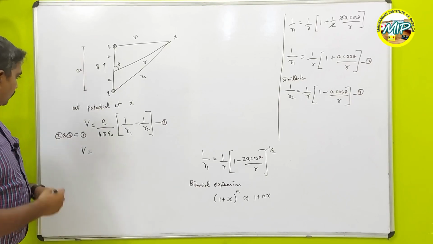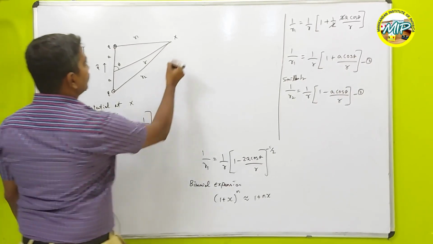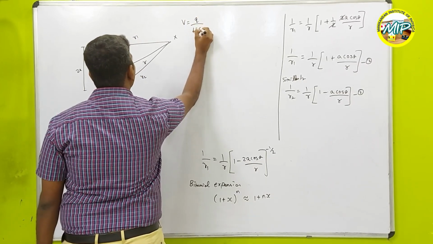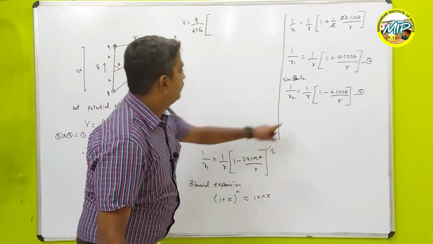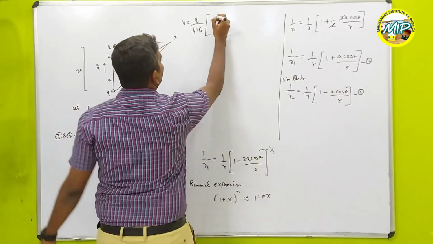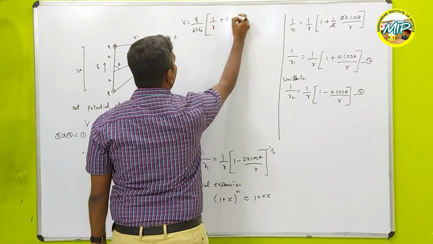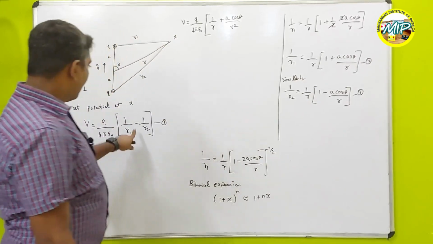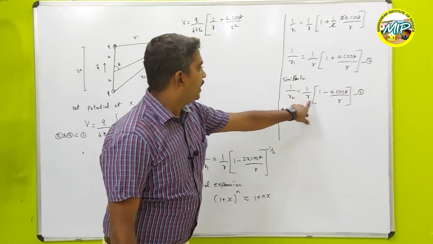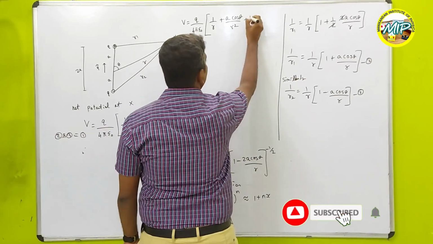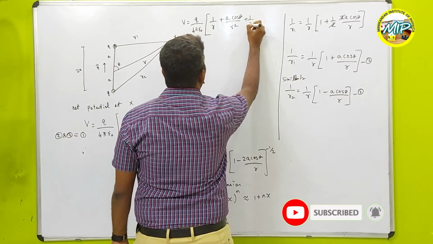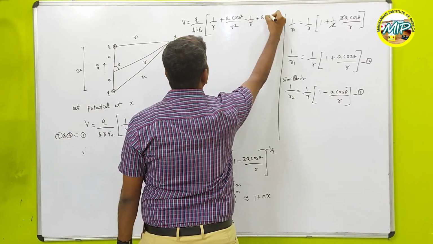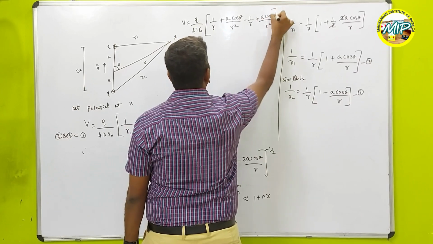Okay, so if I substitute this V here, Q by 4 pi epsilon naught, if I multiply this inside, it's going to be 1 by R plus A cos theta by R square. So the minus sign will be there. Minus of minus, plus 1 by R, sorry, is going to be plus A cos theta by R square.